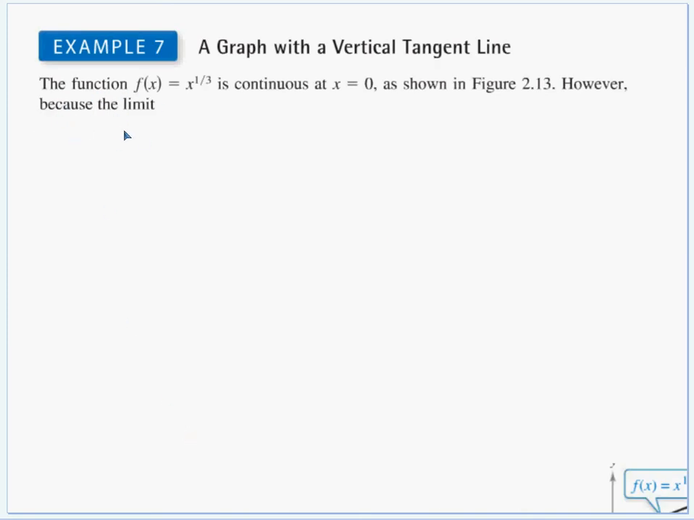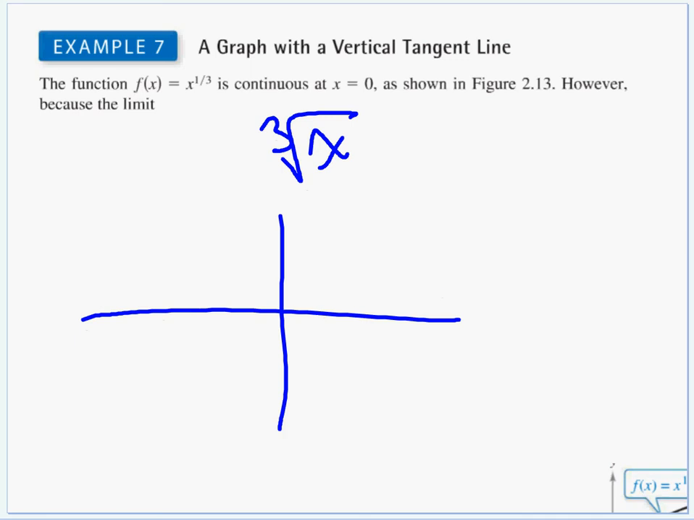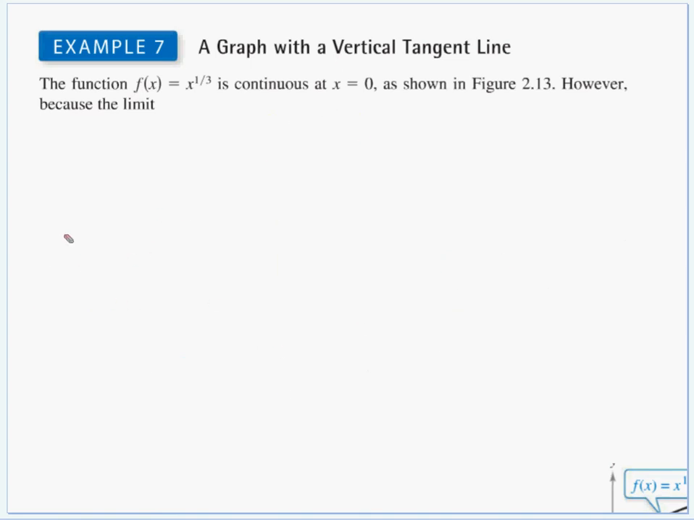Example 7, x to the one-third power, or the cube root of x. It is going to look something like this. This function is continuous at 0. When I draw this graph, I don't have to lift my pencil from the paper. I can draw that graph as a continuous function. But let's see what happens with the limit as we come in at 0 using this same alternate form.